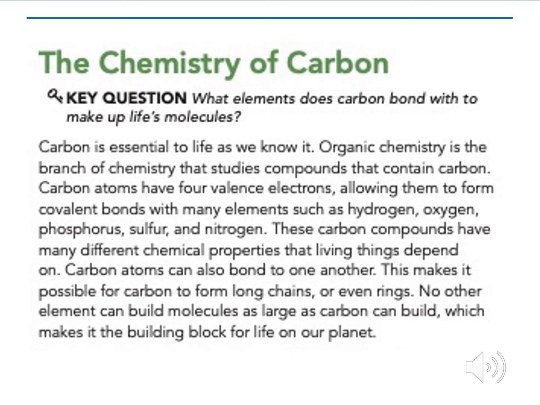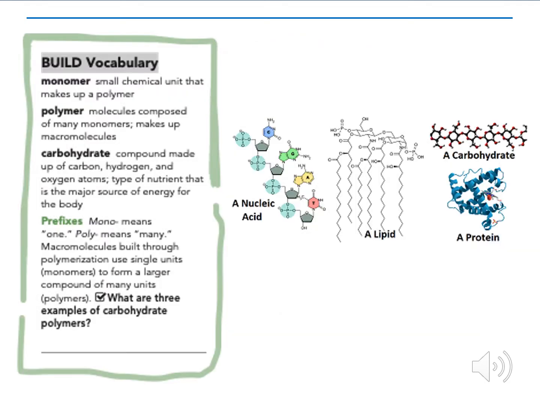on our planet. A monomer is a small chemical unit that makes up a polymer. A polymer is a molecule composed of many monomers and makes up macromolecules. A carbohydrate is a compound made up of carbon, hydrogen, and oxygen atoms. It's a type of nutrient that is the major source of energy for the body.